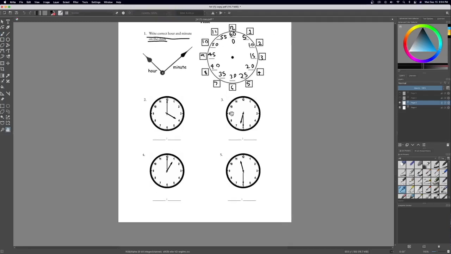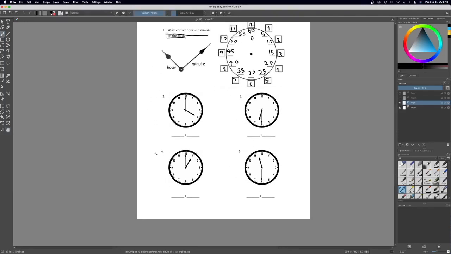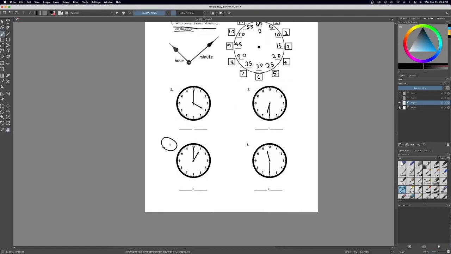Let's move on to question 4. It's asking us what time this clock is representing. So we have the minute hand pointing to the number 12, and then the hour hand pointing to the number 1. Now, whenever the minute hand is pointing to the 12, we know that the time is whatever number the hour hand is pointing to. So in this case, it's 1 o'clock.